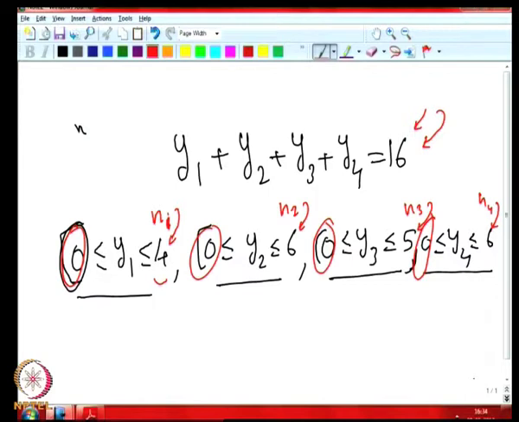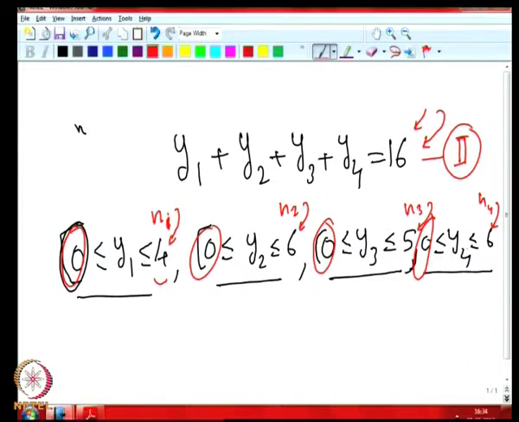The next step is to use the inclusion-exclusion idea. So how will you do it? First you define the universe as the set of solutions of this equation, which we called equation 2, without these upper limits. That means y1 is at least 0 with no upper bound, similarly y2 is at least 0 with no upper bound, y3 is at least 0 with no upper bound, and y4 is at least 0 with no upper bound.